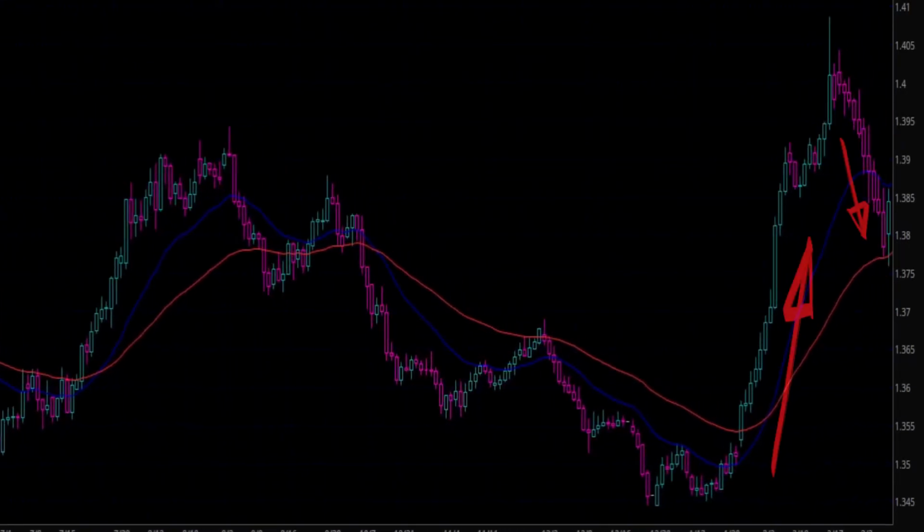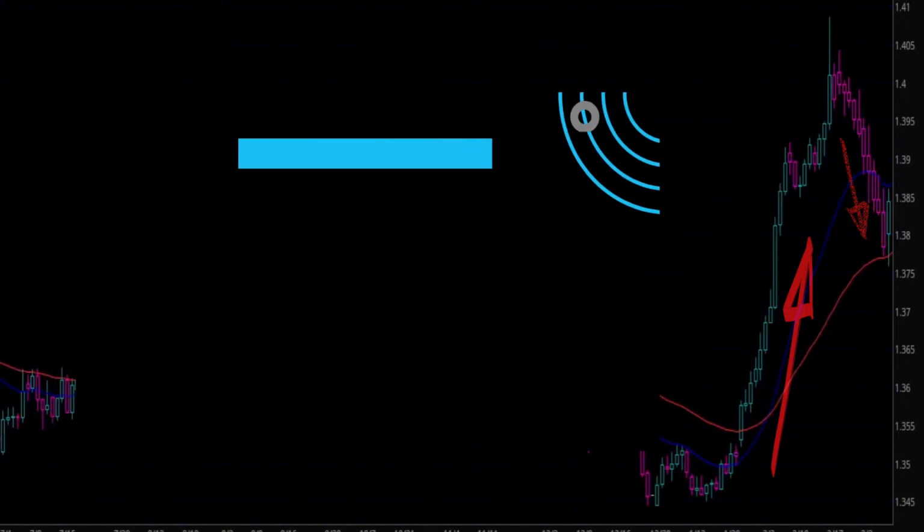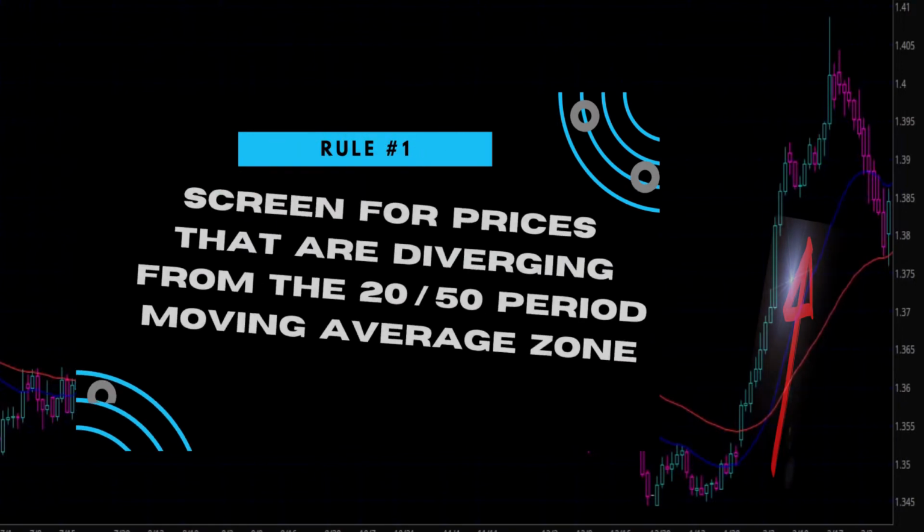So as simple as it is, that's the definition of the first rule for this setup. Rule number 1, screen for prices that are diverging from the 20 to 50 moving average zone.